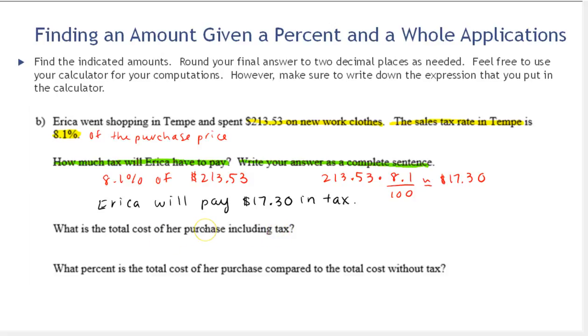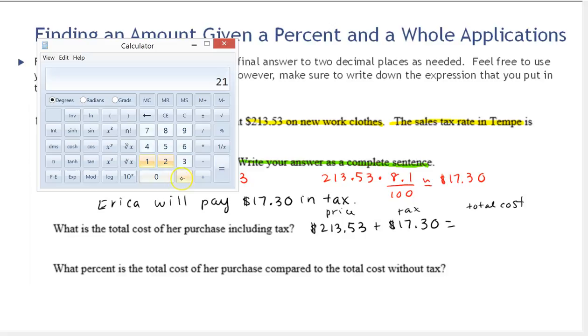Well, the total cost is going to be the items she bought, so that cost plus the cost of the tax. So this is how much she spent. We'll call this the price plus the tax is the total cost. So 213.53 plus 17.3 gives us $230.83.